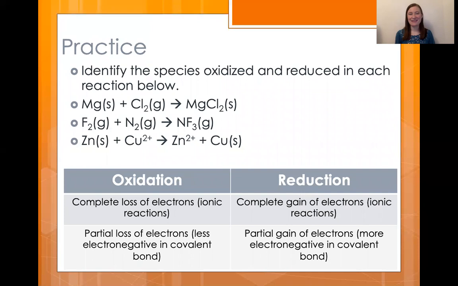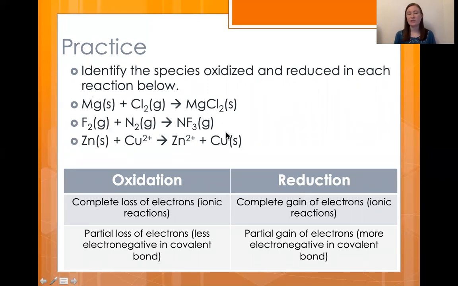Good, let's apply this to this practice problem. So I have 3 reactions right here. I want to know which chemical is being oxidized and which one is being reduced in each of these reactions. Okay, so for the first reaction, magnesium forms a +2 ion and chlorine forms a -1 ion. So magnesium is losing electrons, that means it's being oxidized. Chlorine is gaining electrons, which means it's being reduced.